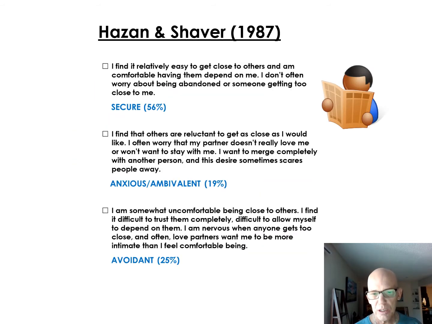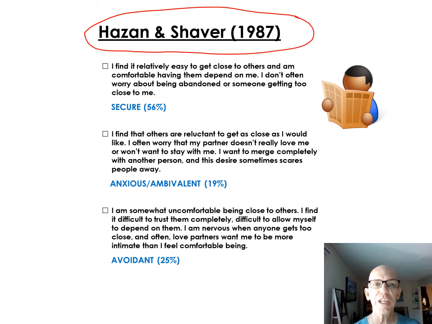Okay, so Hazan and Shaver. Now we're moving to adults. This is a famous study. Please don't write any of this down. It's probably hard to see anyway. They published a love quiz in Colorado newspapers, I think in the 80s, and it's a famous study, but basically they used descriptions of the three styles. People don't know that these titles aren't on there. They just read these paragraphs and say which one describes me.